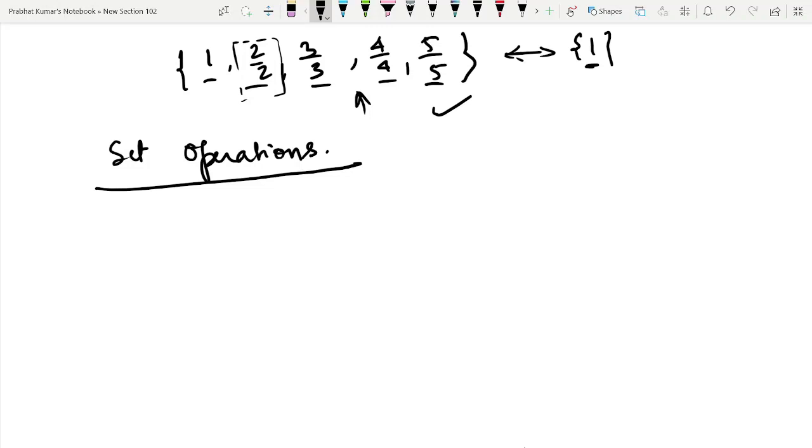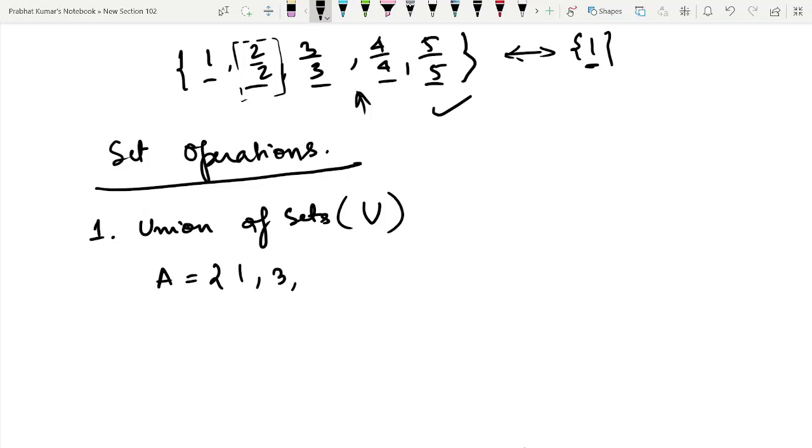So the first basic operation on sets is what we call the union of sets, right? This is usually symbolized using a U. It's also called a cup, right? So basically a set A is there, suppose it is 1, 3, 5, and a set B is there, so let's say 1, 2, 3, 4, 5, and 6. So you union these two, right?